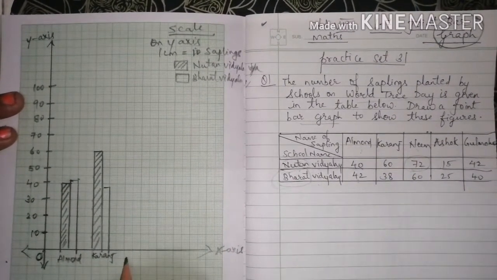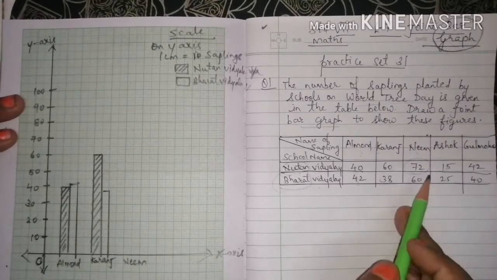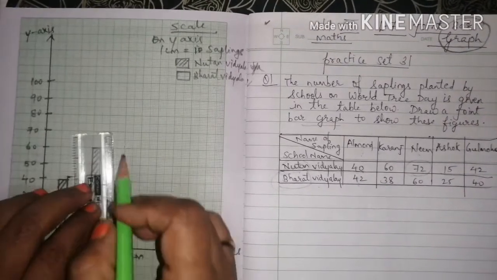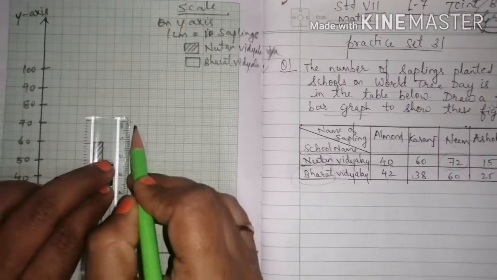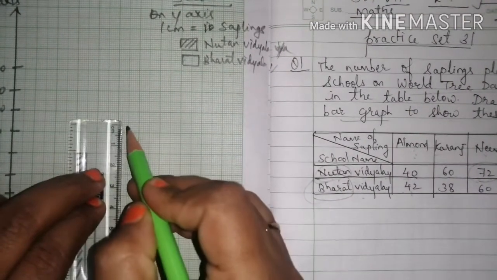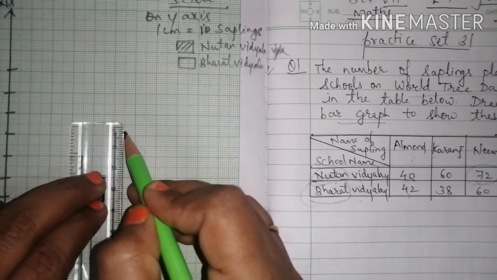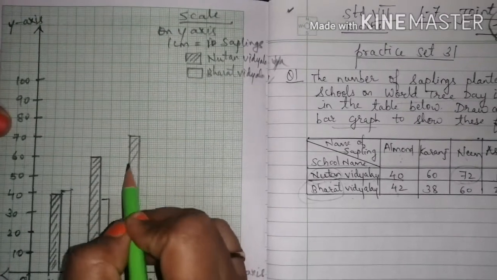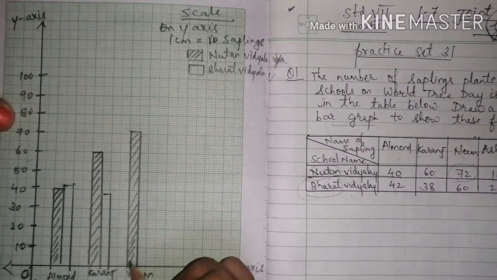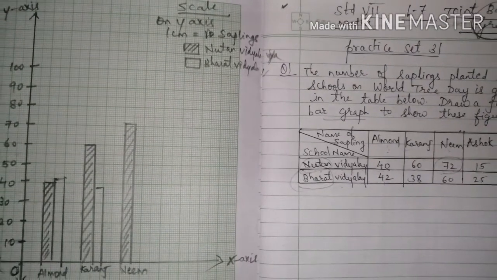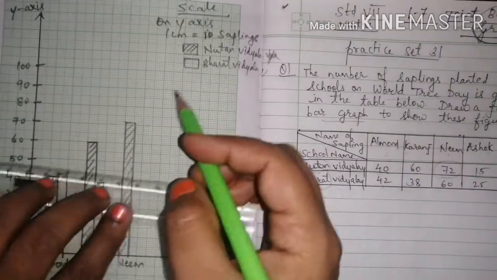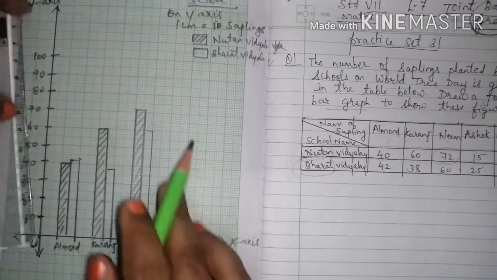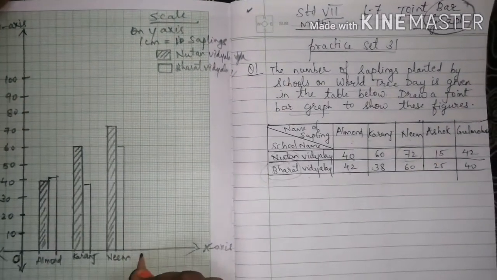Leave one box, go for the third sapling, that is Neem. Neem, how many? 72 for Nutan. So above 70, small 2 boxes up. This one is Nutan, so I'll shade it. And 60 for Bharat Vidyalaya. So 60 is already in your scale directly. So this one is the Bharat Vidyalaya. No need of shading.